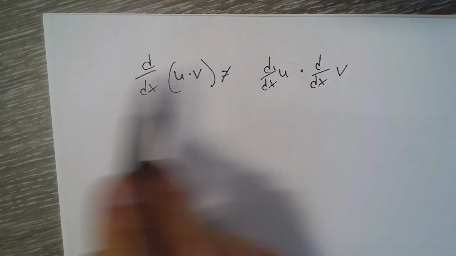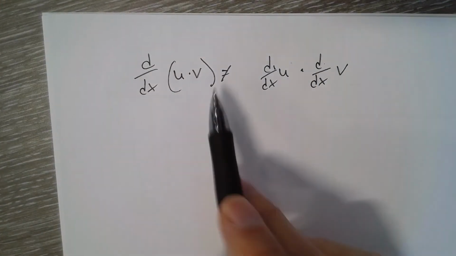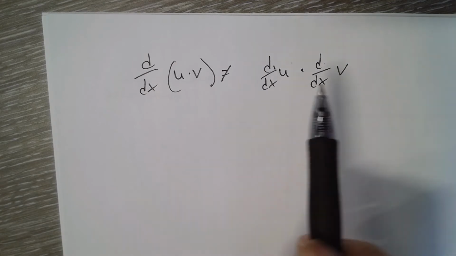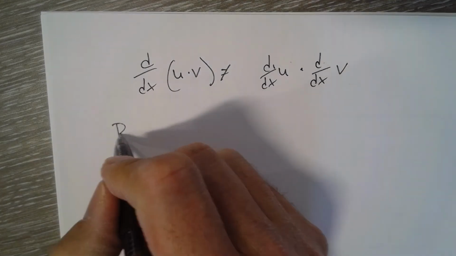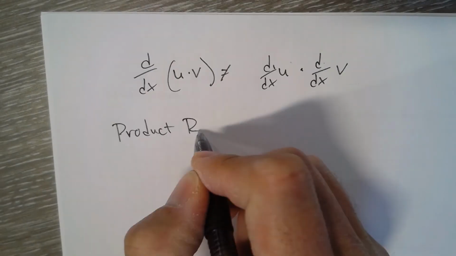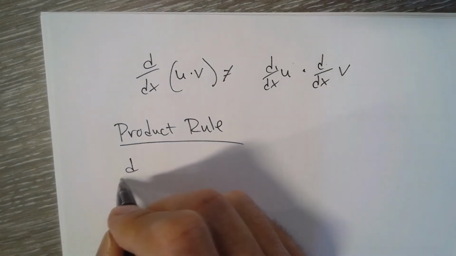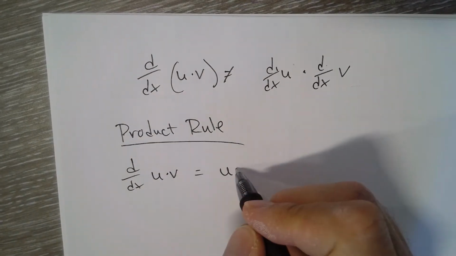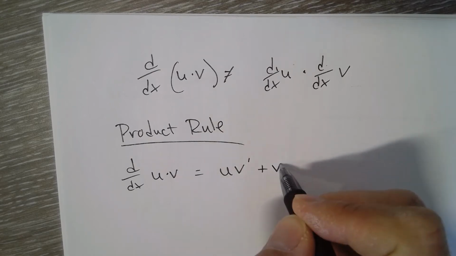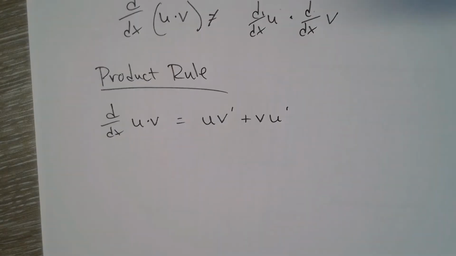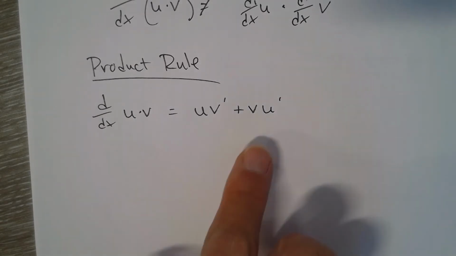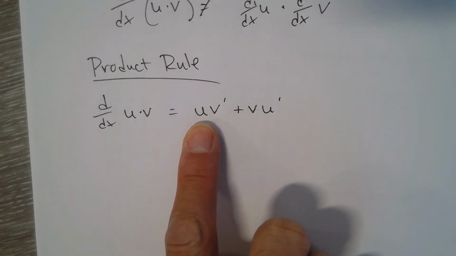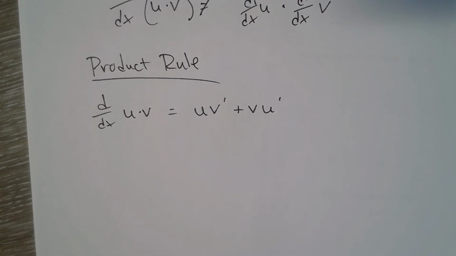So if you don't want to write this down, that might be confusing. That's not anything we ever need to remember. The product rule is: the derivative of u times v is equal to u v prime plus v u prime. And the order doesn't matter. It could have been v u prime plus u v prime. But that's the product rule. That's another really big one.